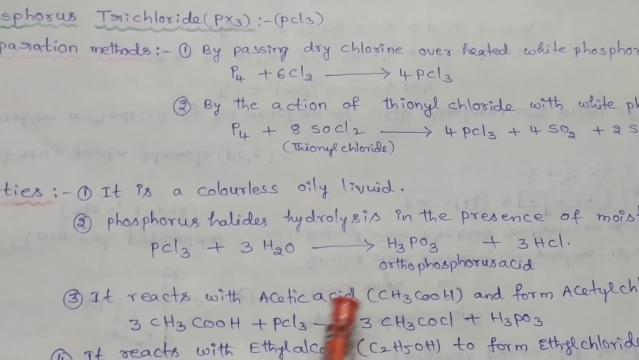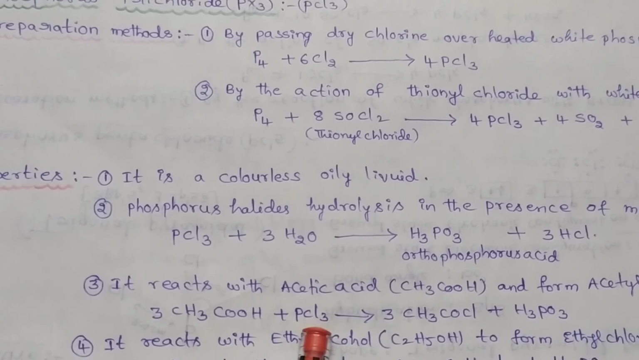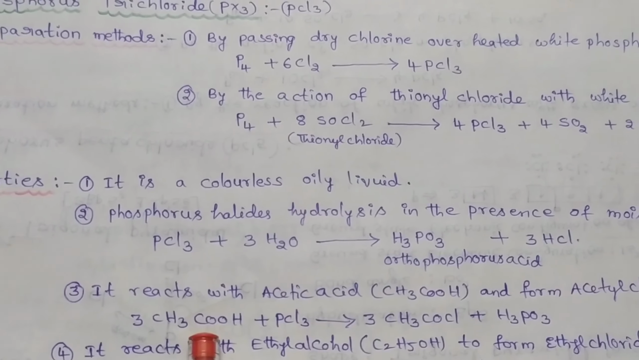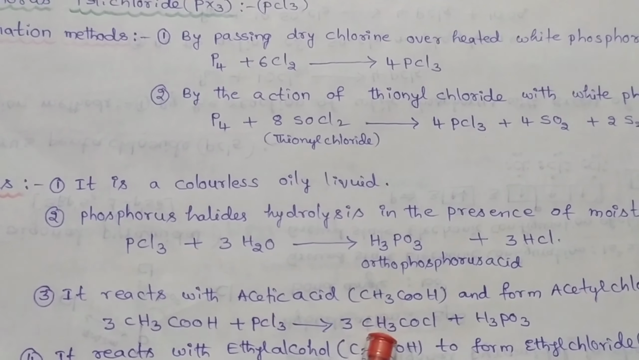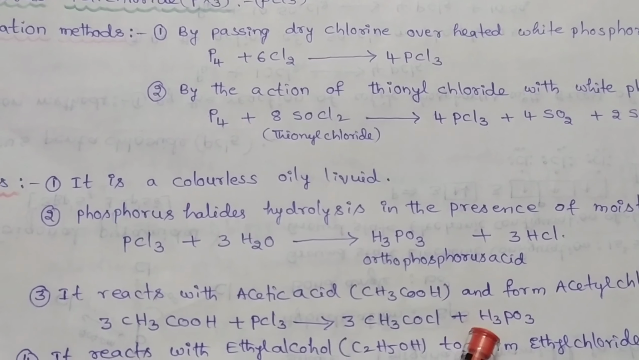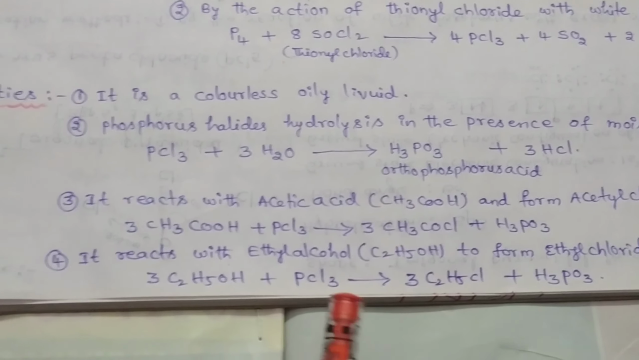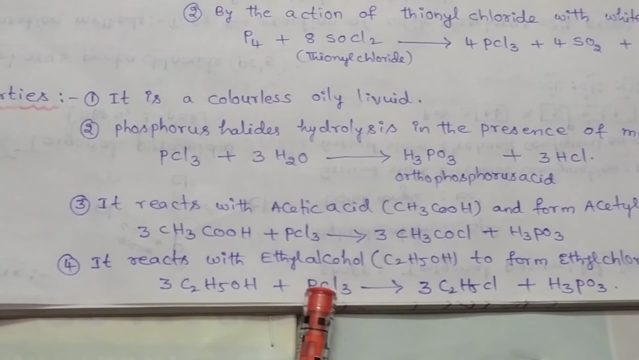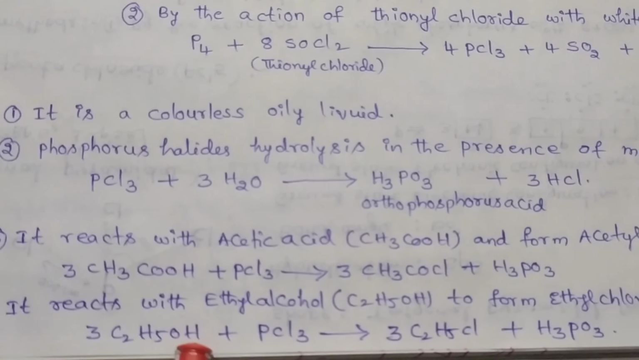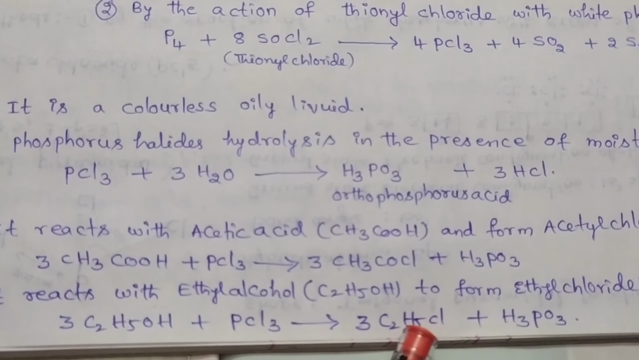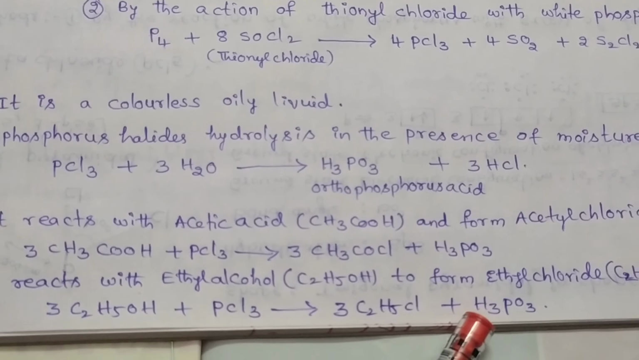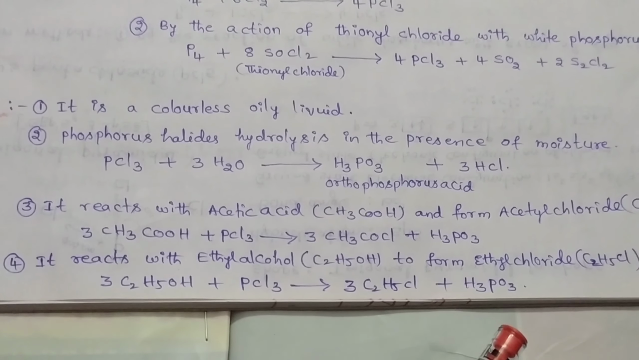final products. When phosphorus trichloride reacts with acetic acid, it forms acetyl chloride and orthophosphorous acid as final products. When phosphorus trichloride reacts with ethyl alcohol, it forms ethyl chloride and orthophosphorous acid as final products.